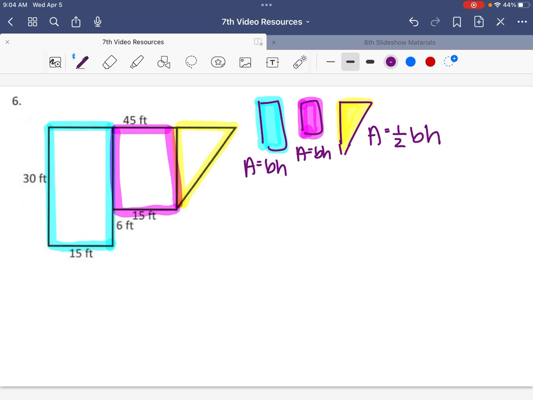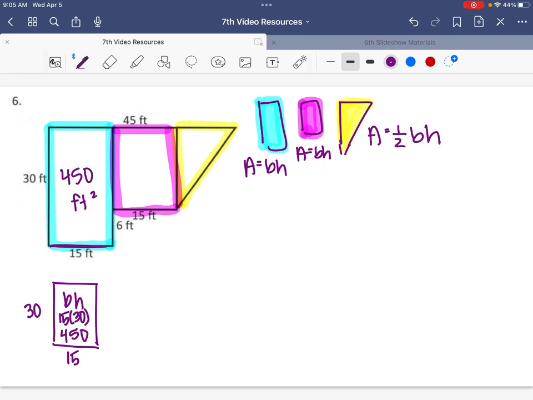So we'll start with the blue rectangle. I see that the length of the blue rectangle's base is 15, and I see that the height is 30. I'm just going to redraw that down here. So we have 15 and 30. To find that area, base times height, we would do 15 times 30, which is 450. So the area of the blue rectangle is 450 feet squared.